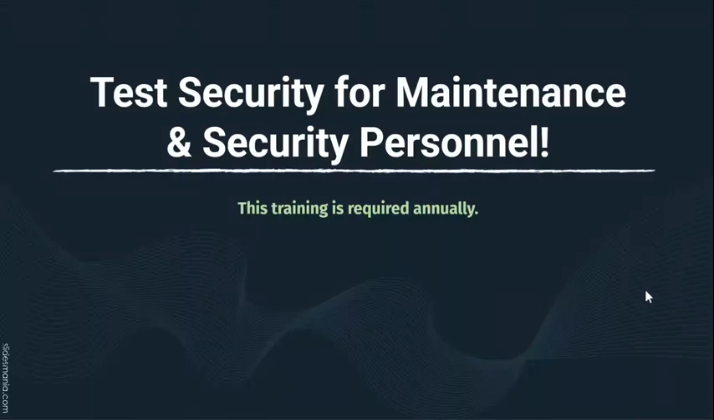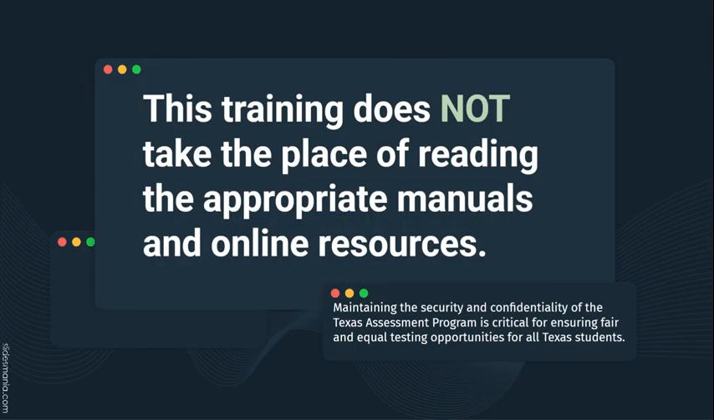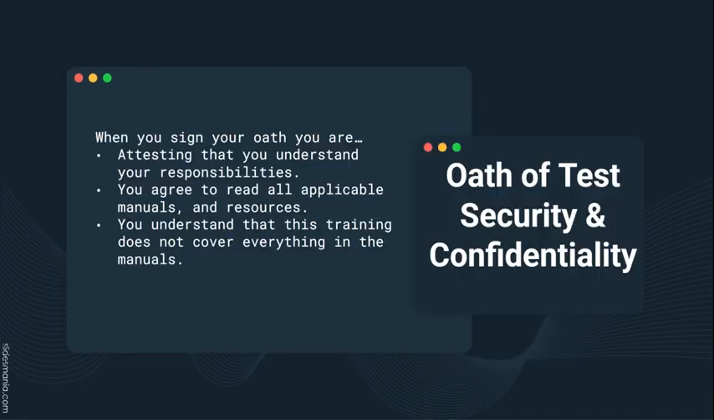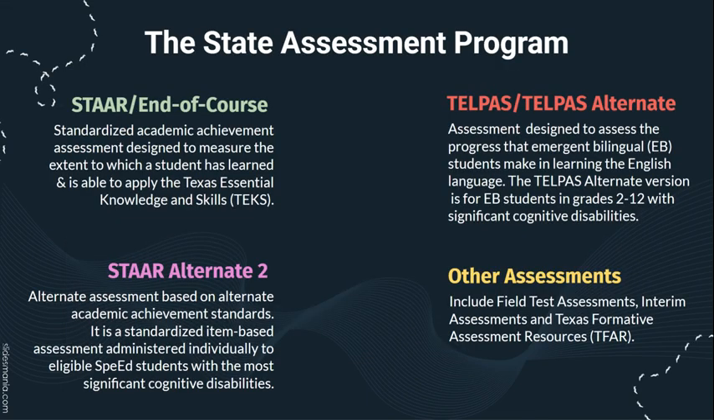Test security for maintenance and security personnel. Each year, staff that have access to secure materials must complete test security and confidentiality training. This training does not take the place of reading the appropriate manuals and online resources, including test security, which can be found in each manual and on the DCCR webpage. At the end of this training, you will complete an oath of test security and confidentiality. When you sign that oath, you're attesting that you understand your responsibilities.